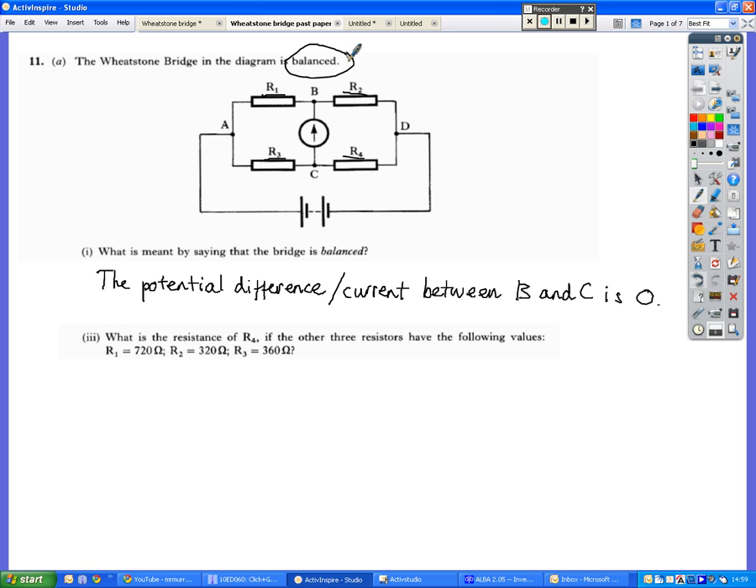So anytime it says it's balanced, you can use this equation to calculate an unknown resistor. So it's R1 over R2 equals R3 over R4. It makes it a wee bit more difficult because you've got to substitute those values in from down here. They're not written next to the resistors themselves, so that makes it a wee bit harder, I suppose.